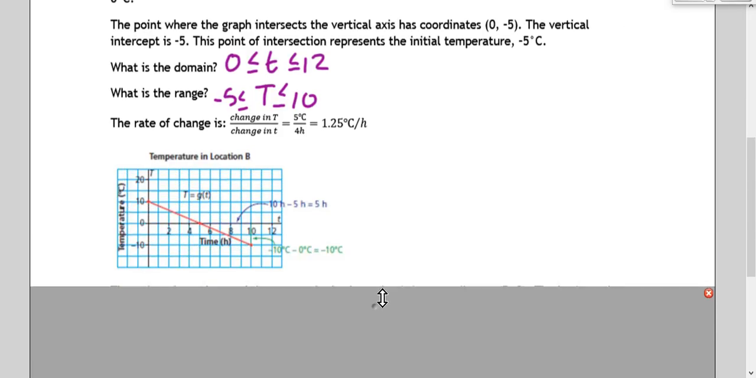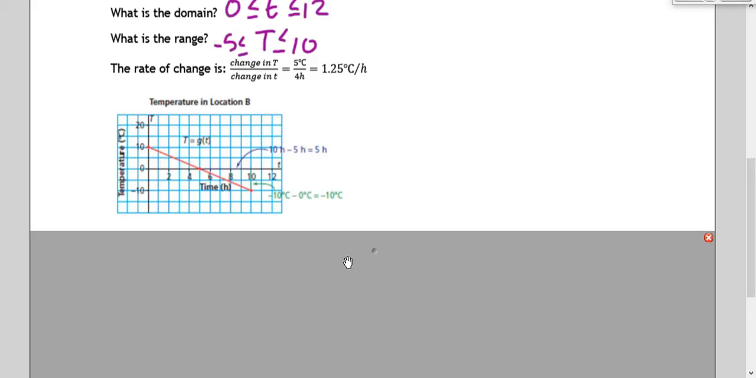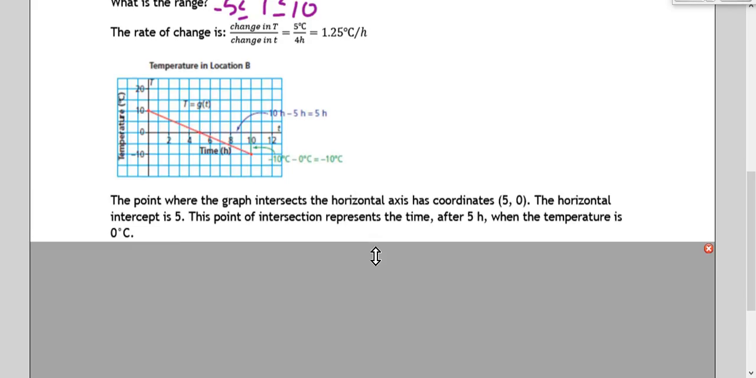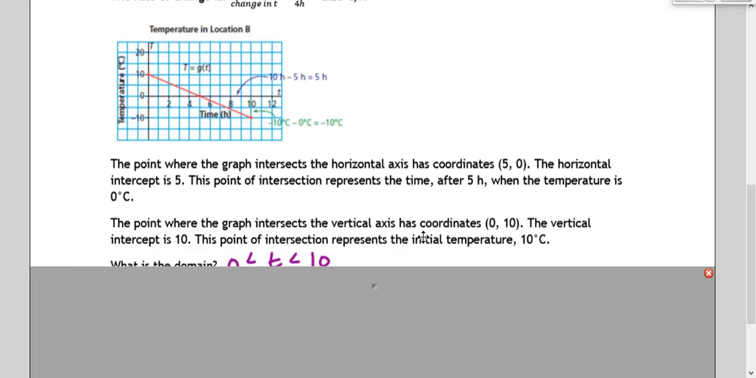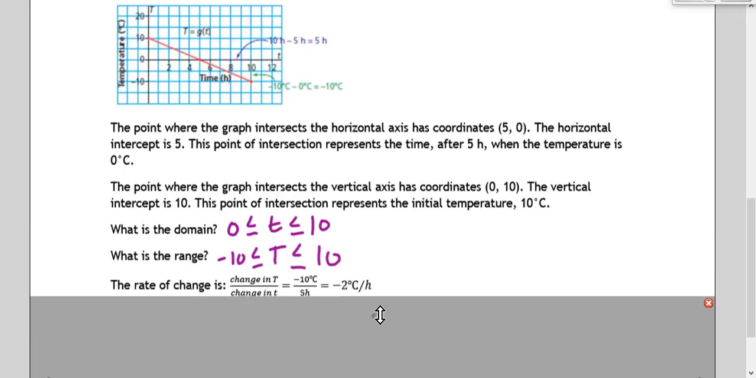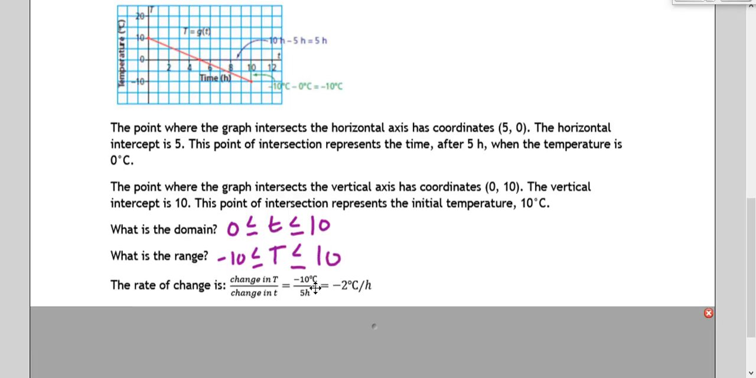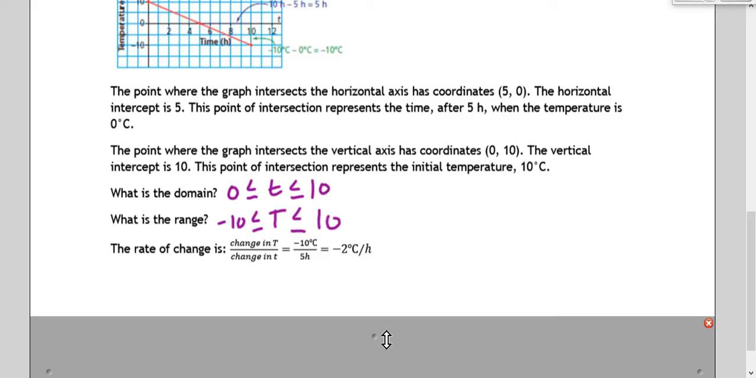In location B, we can see that this is decreasing, so that'll change something for sure. This talks about our horizontal axis point and our vertical axis point, our domain, our range, and the big thing that we can see here is that our rate of change is negative. So if our rate of change is negative, we should expect that our linear function should be decreasing, going downwards.